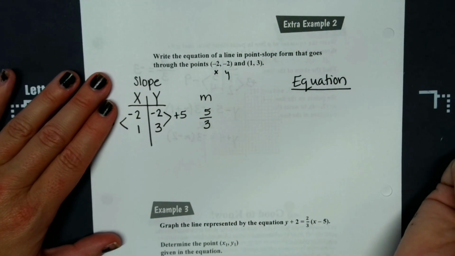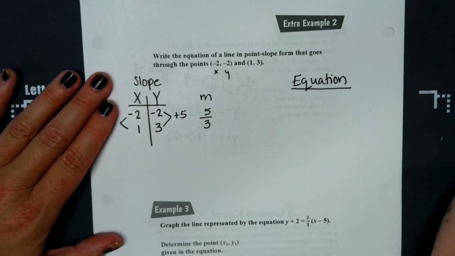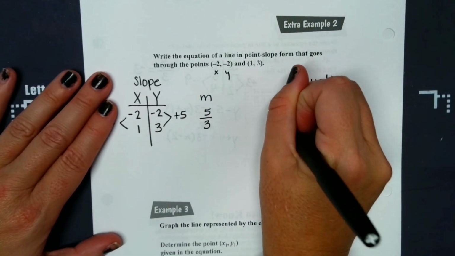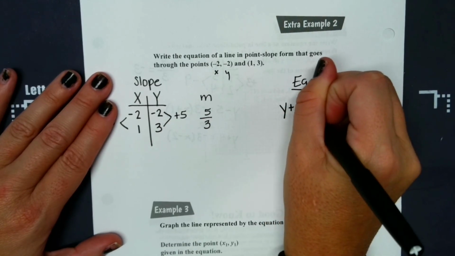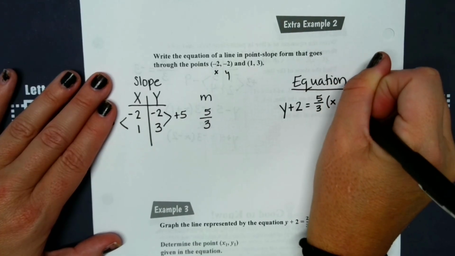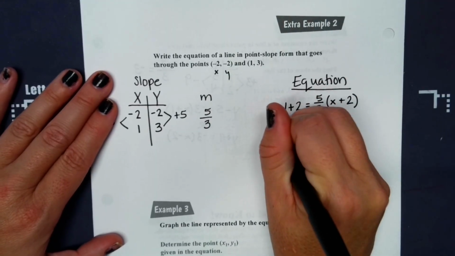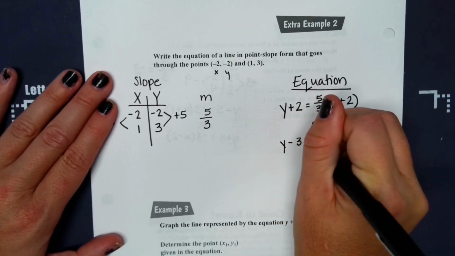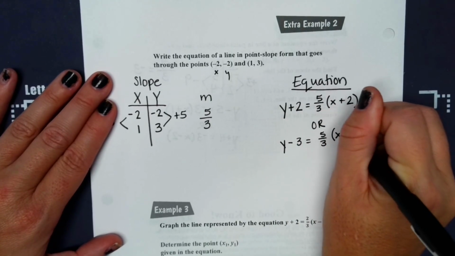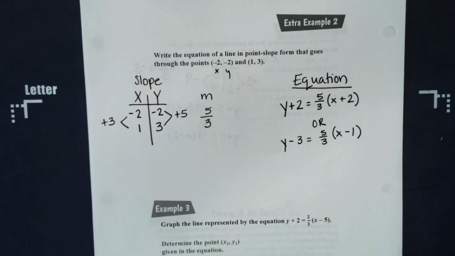Now, how many people picked this one? I didn't even get that far. I would tend to pick the second one. Why? Because it doesn't have negatives. Okay, so I'll write both up here. y plus 2 equals 5 over 3 times (x plus 2). Or we could have y minus 3 equals 5 over 3 times (x minus 1). Either one of those would be acceptable. Now, what questions do we have?